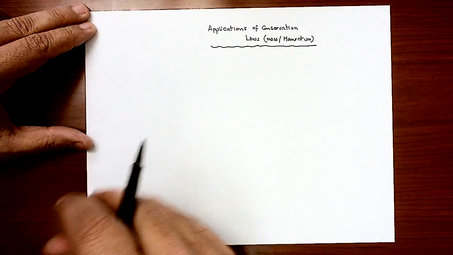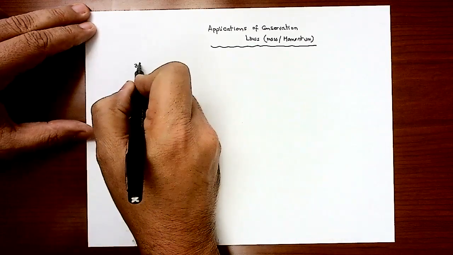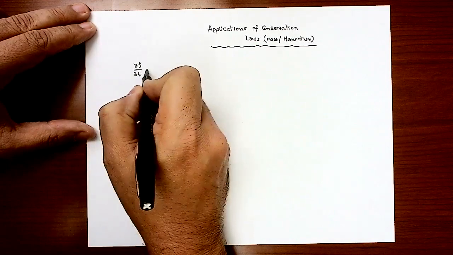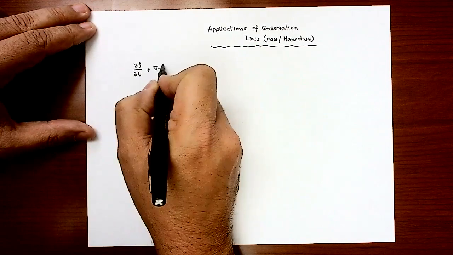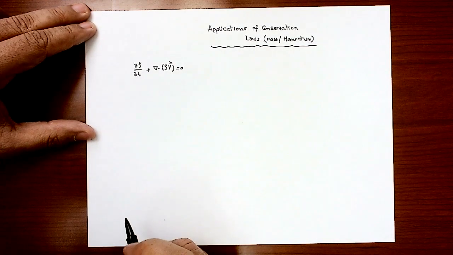And I always like to write this equation in the more generic form. So it's partial rho by partial time t plus nabla dot rho v equal 0. This is my continuity equation.